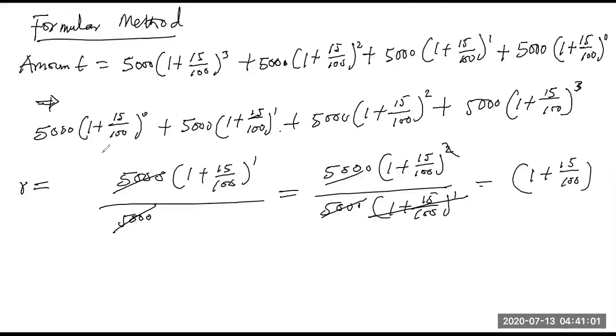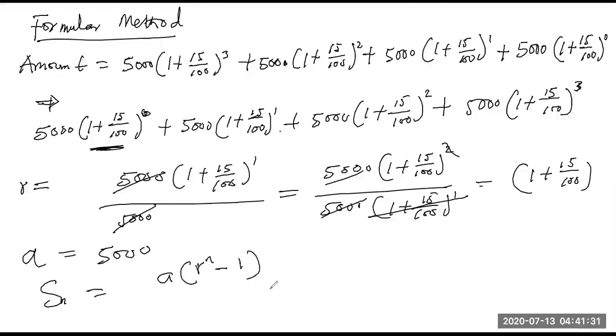This is our common ratio. Our first term is 5,000, because the whole of this is 1, since it's raised to the power 0, and 1 times 5,000 is 5,000. So our first term is equal to 5,000. So this problem can now be handled using the sum of a GP. The sum of a GP is equal to A into R raised to the power n minus 1, all over R minus 1. So you can use the sum of a GP now to solve the problem, where your R is equal to this and your A is equal to 5,000.